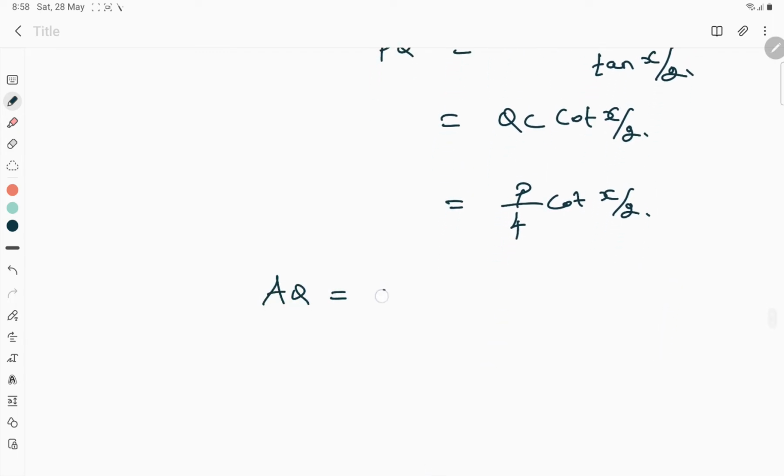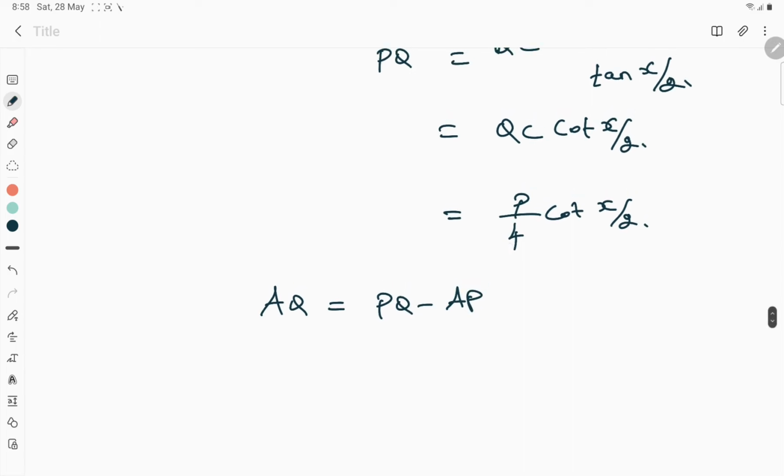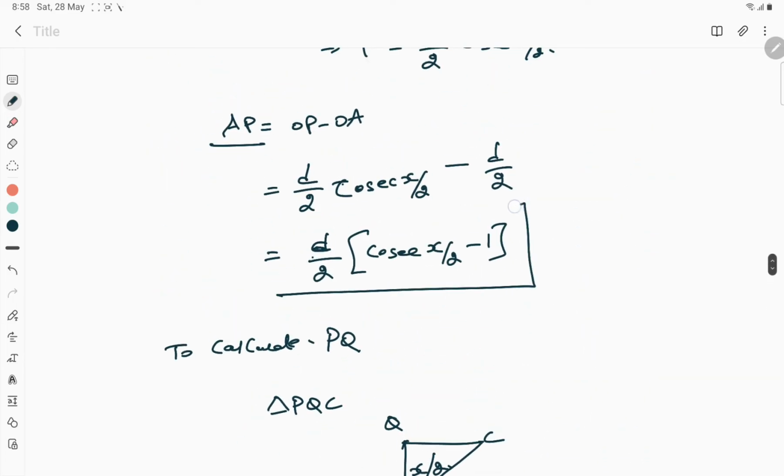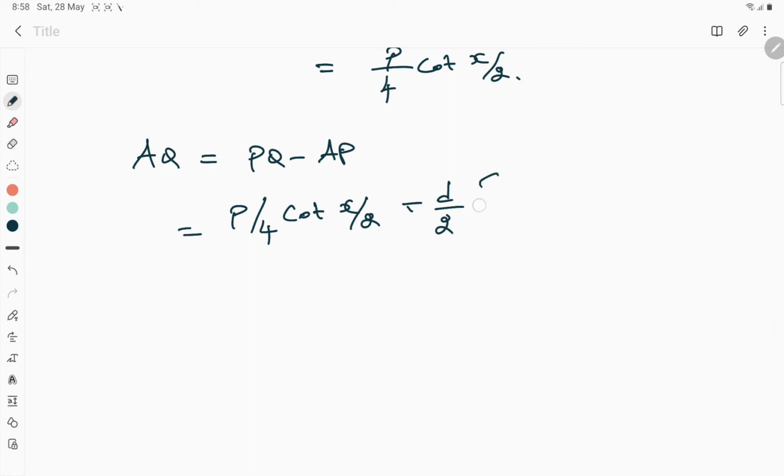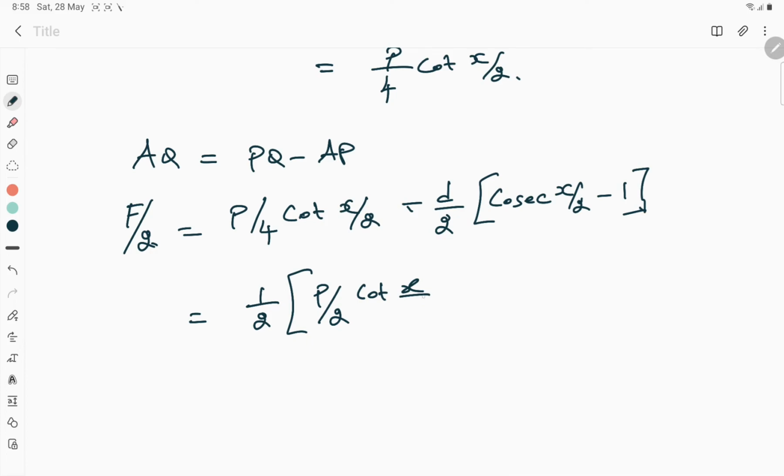So initially we have written AQ as PQ minus AP. Substitute the PQ value from the above relation. It is P by 4 cot x by 2, where P is nothing but the pitch of the thread, minus AP. AP you can get from this: d by 2 into cosecant x by 2 minus 1. So AQ is nothing but F by 2. Take 1 by 2 common, it will become P by 2 cot x by 2 minus d by 2 cosecant x by 2 minus 1, whole bracket.